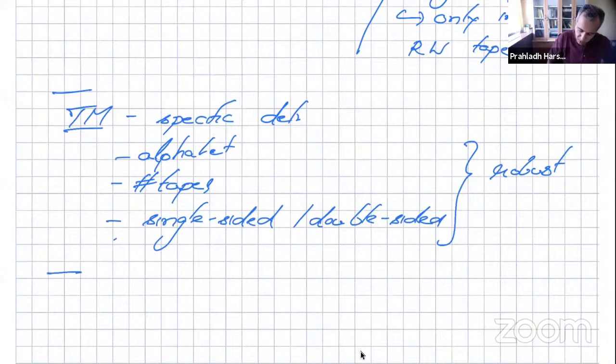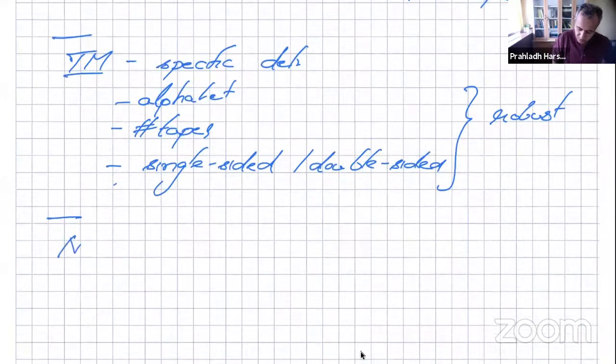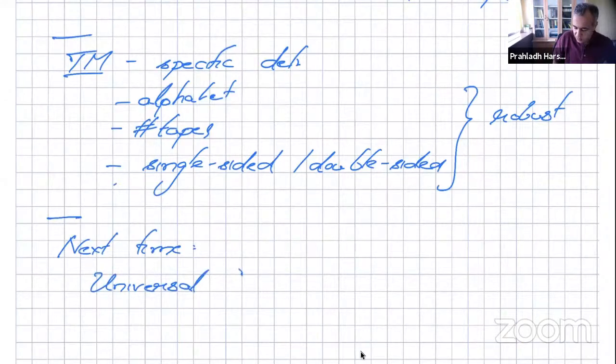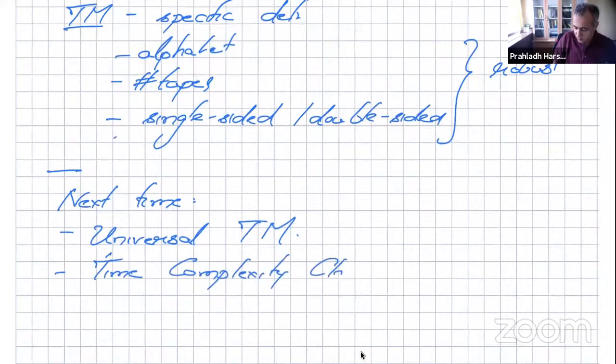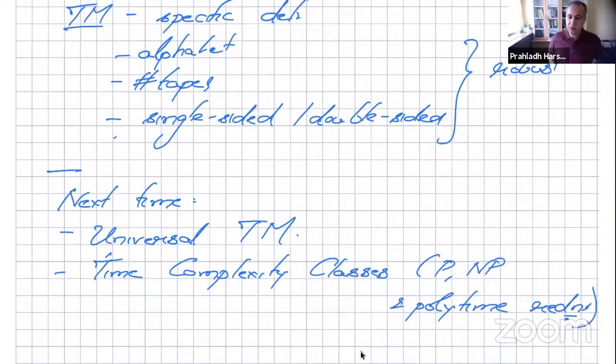And then what we'll do next time, we'll formalize some of these. We'll define the notion of a universal Turing machine, and then we'll get on to the time complexity classes, that would be P, NP and polytime reductions. Stop with this for now.